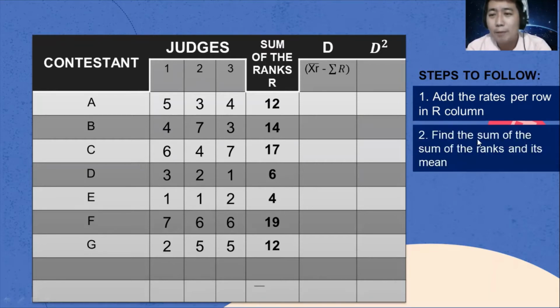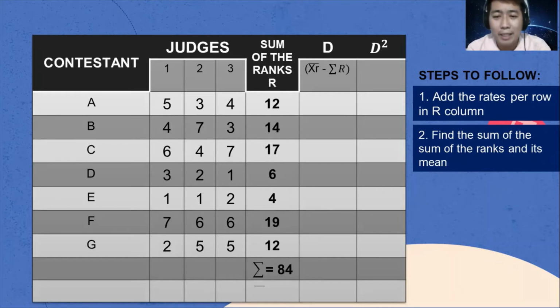Second step, find the sum of the ranks and its mean. We are going to add these: 12 plus 14 plus 17 plus 6 plus 4 plus 19 plus 12. The summation is 84.